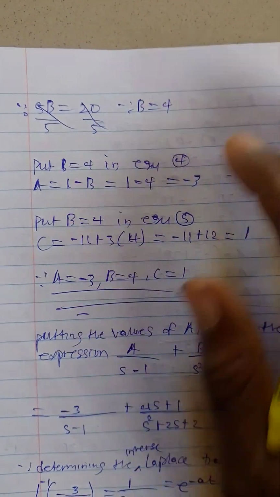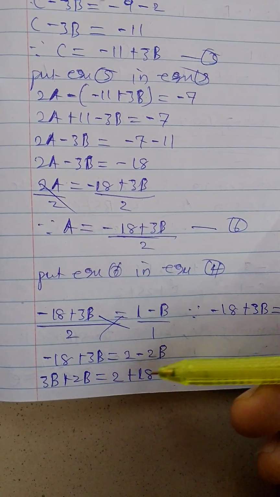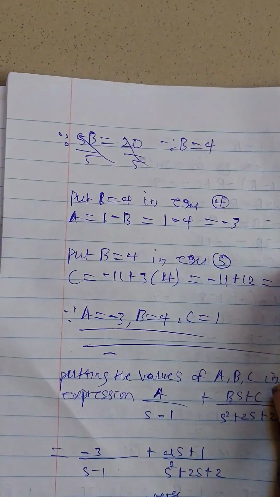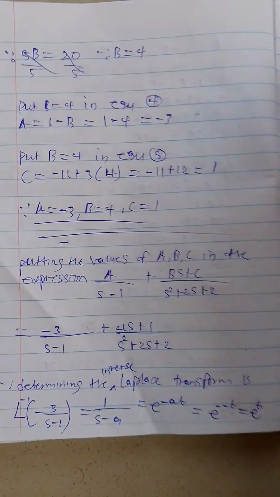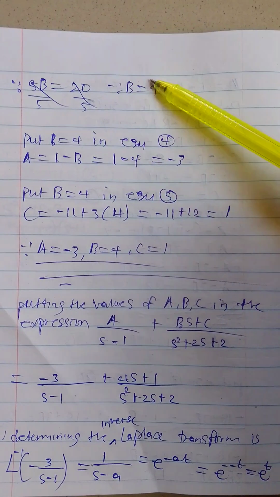So therefore that becomes what? I have here 3b plus 2b gives you what? 5b, and 2 plus 18 gives you what? 20. Okay, so therefore divide all through by the coefficient of b, which is 5, all through by 5. Therefore b is 4.